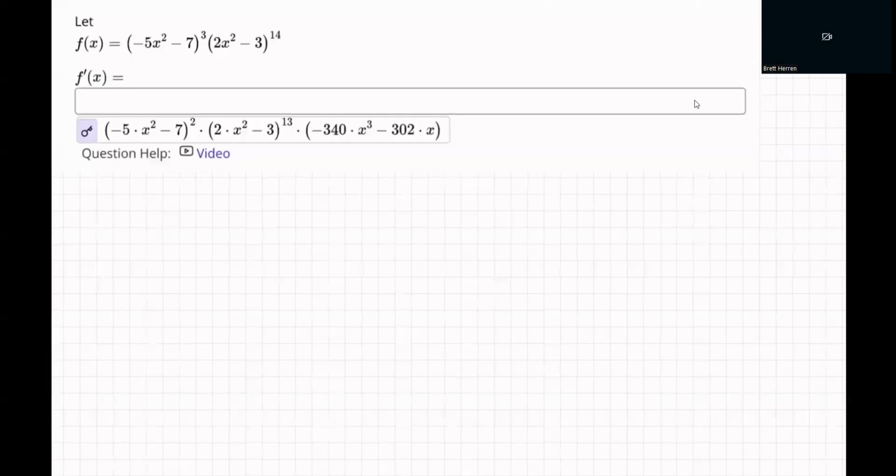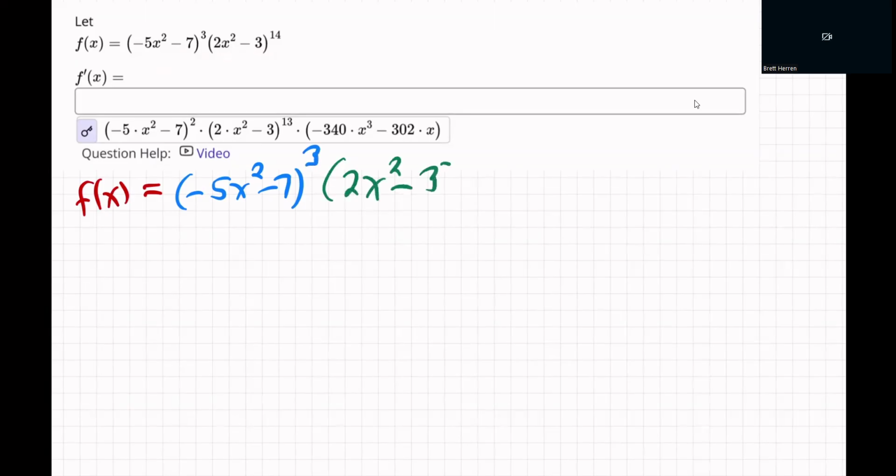Welcome to an example where we've got a function. This is going to be, I think, a pretty challenging one. I'm going to color code it. So we have first this first function, minus 5x squared minus 7 to the third. And then we have a second function, 2x squared minus 3 to the 14th. Okay, and they want us to take the derivative, f prime of x.